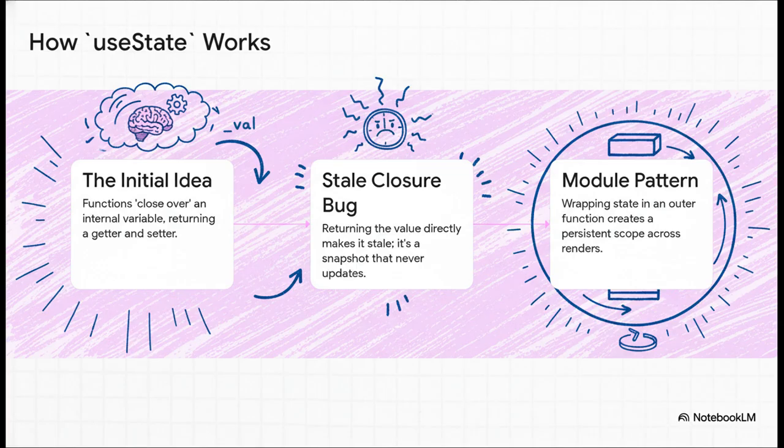By wrapping our entire hook logic in an outer function, we create this persistent scope outside the render cycle where our state can live and actually be updated. And this is basically how React does it.